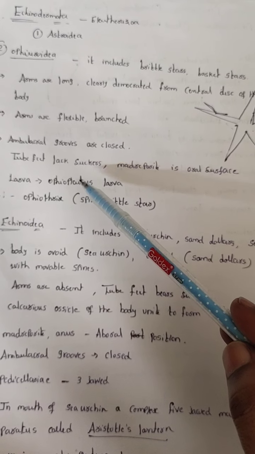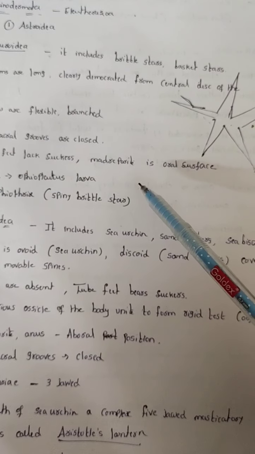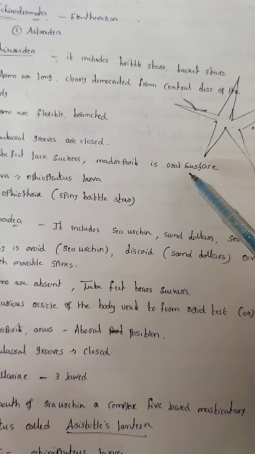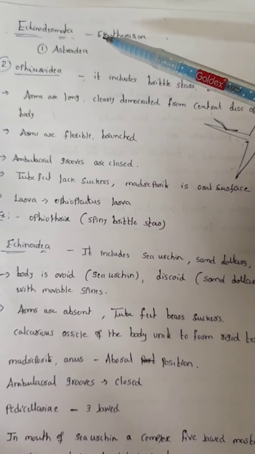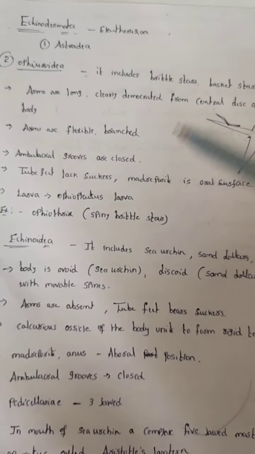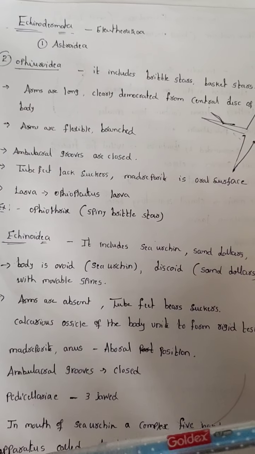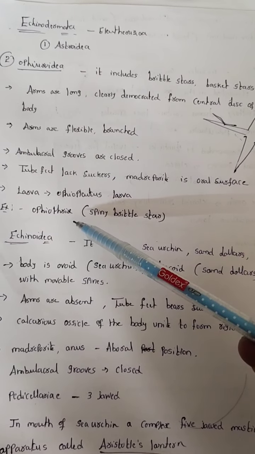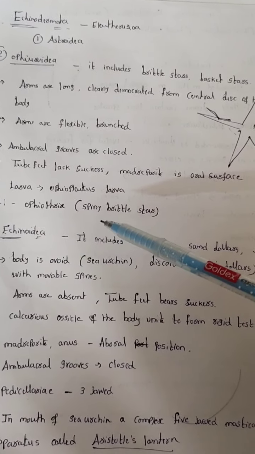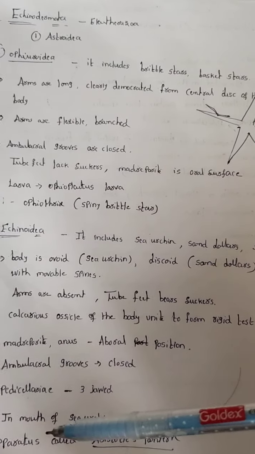Tube feet have an absence of suckers, and the madreporite is in the oral surface, but for the starfish it is in the aboral surface. What type of larva is it? Ophiopluteus larva. The best example is Ophiothrix. Ophiothrix is commonly called the spiny brittle star.